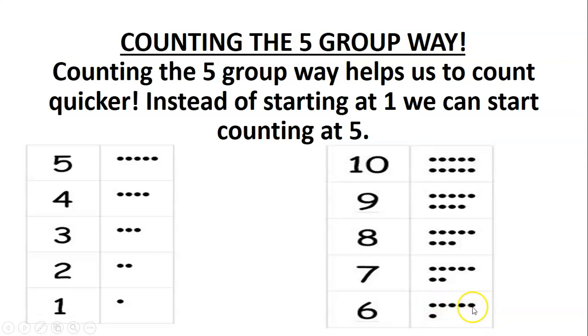So we can start counting at 5 and then just add from there. We already know there's 5 dots here, so let me say 5 and then 6. We know we have 5 dots here, 5, 6, 7. 5, 6, 7, 8. Try this one on your own. That's right. 5, 6, 7, 8, 9. 5, 6, 7, 8, 9, 10. So when we go on to our stories, let's try to count the 5 group way.